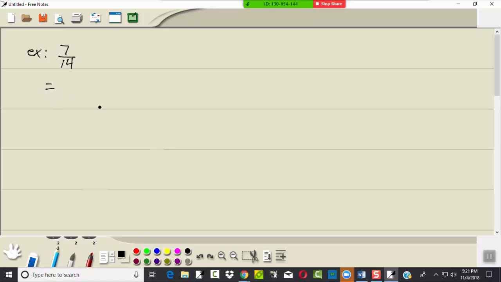Let's take a look at 7/14. And our instructions here, I won't write it out, but we want to simplify this, reduce it. When you're talking about a fraction, that means that you want to take a look at the top and bottom, and you look for the largest number divided into the top and bottom. Well, these are both divisible by 7. 7 divided by 7, and 14 divided by 7. 7 divided by 7 is 1, 14 divided by 7 is 2. It's one half as your answer.